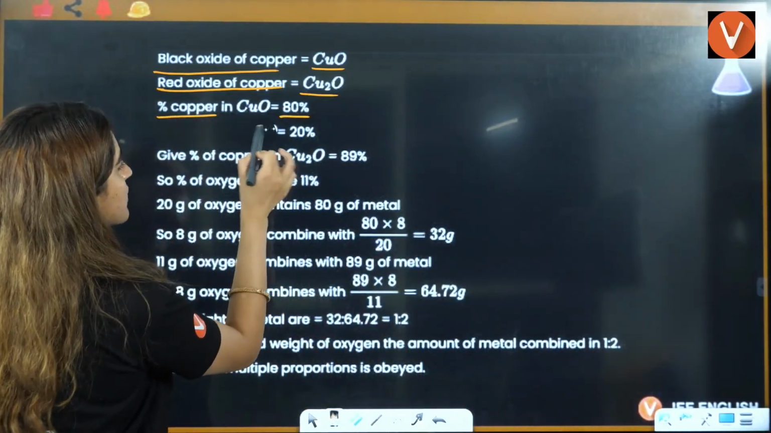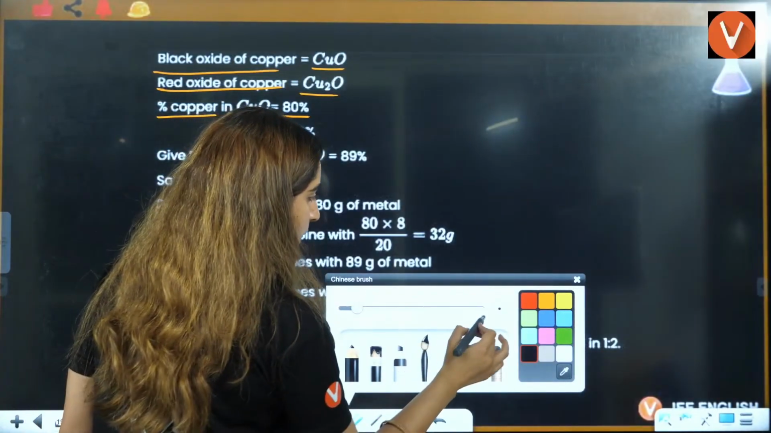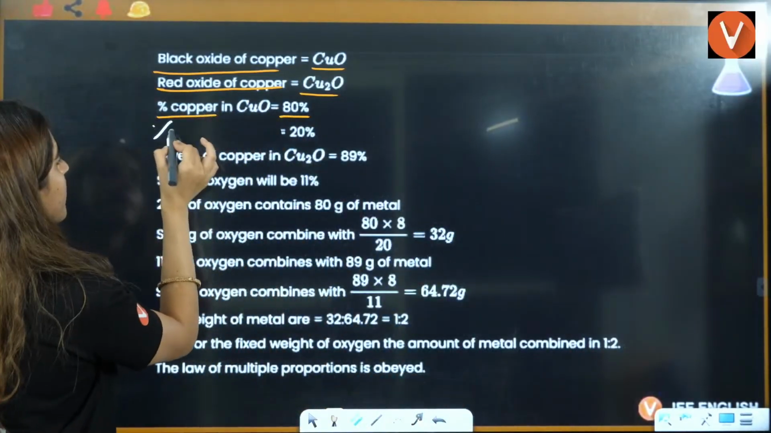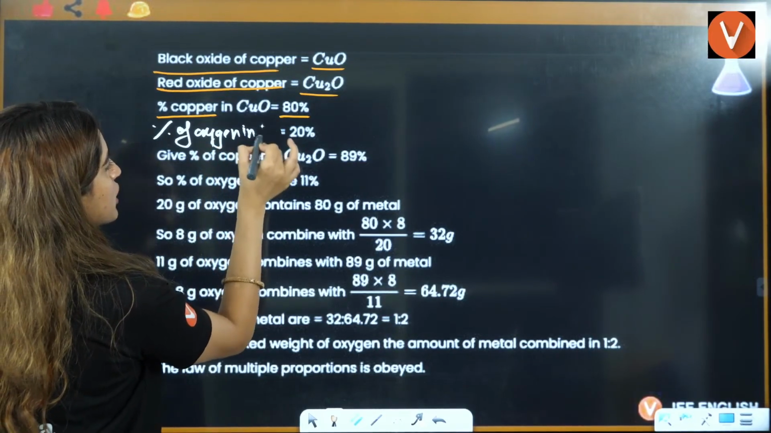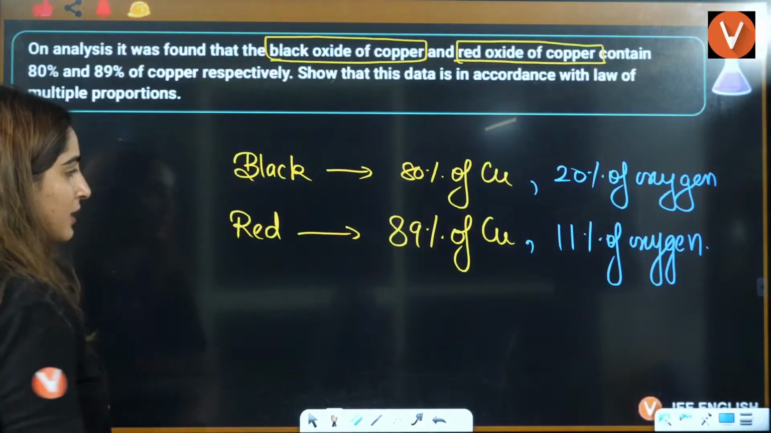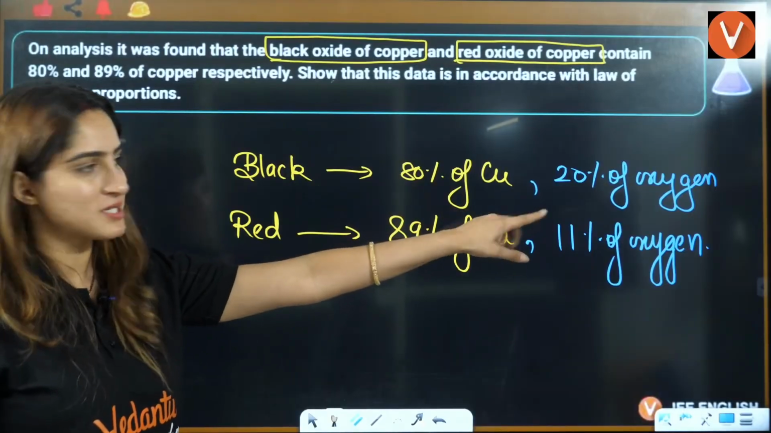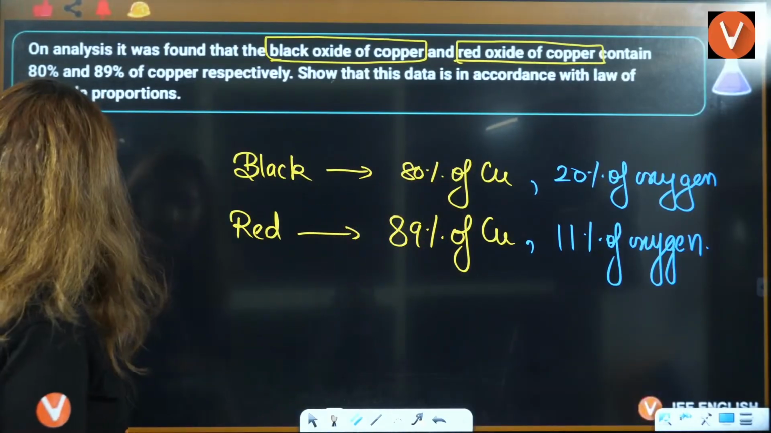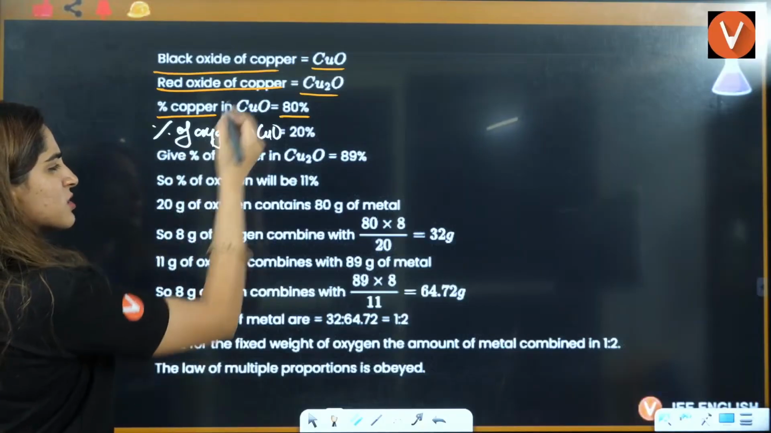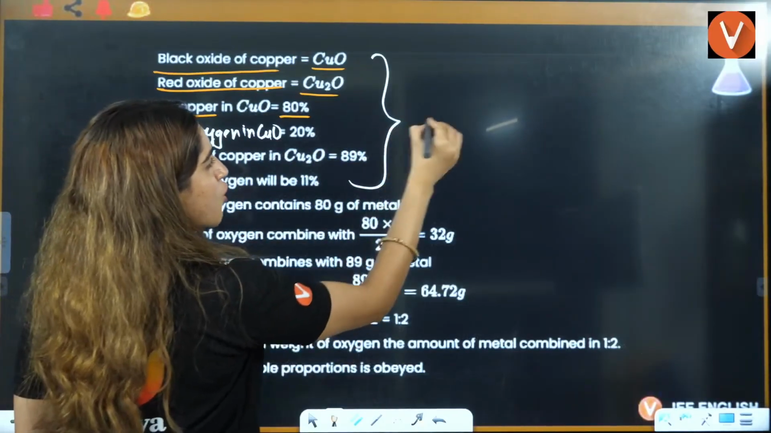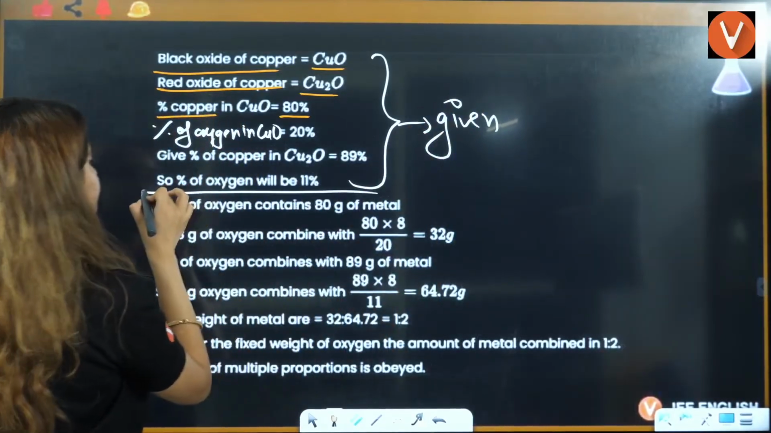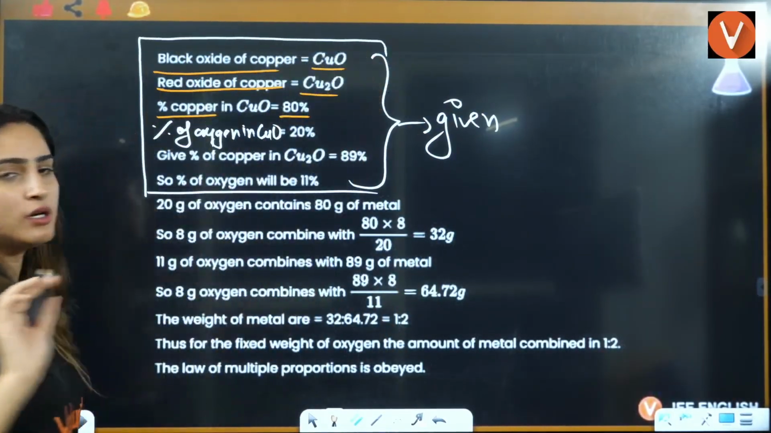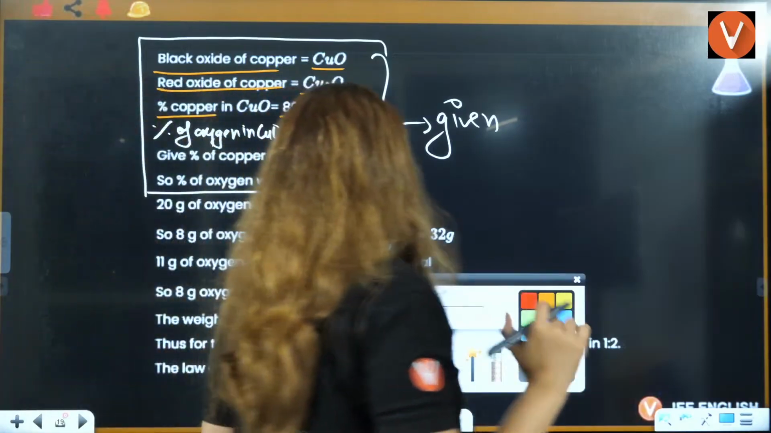This is not percentage of copper. This is the percentage of oxygen that I have taught you in CuO, right? Percentage of oxygen in CuO is 20%, that I have written all of this here. Now all of this is what is given to you, given in the question, that you don't have to worry about, right?